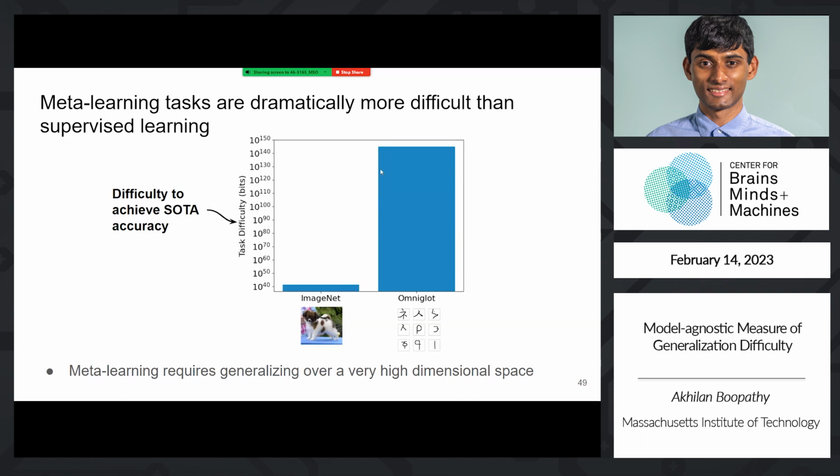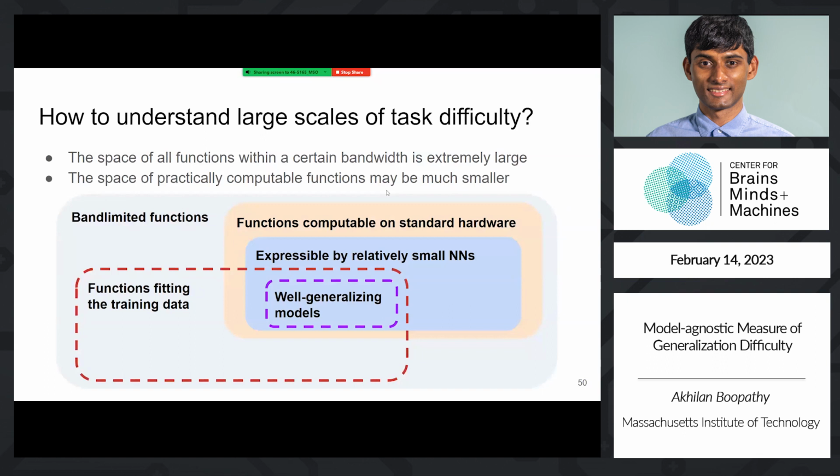And so that explains why this is much, much larger. All right, but finally getting to this question of how we can understand these very, very large scales of task difficulty. One way to think about this is that, first of all, we're starting with a hypothesis space that's really, really massive. It's basically the space of all band limited functions. So we're taking the space of all functions, cutting off the very, very high frequency ones, but this is still a very, very large space.